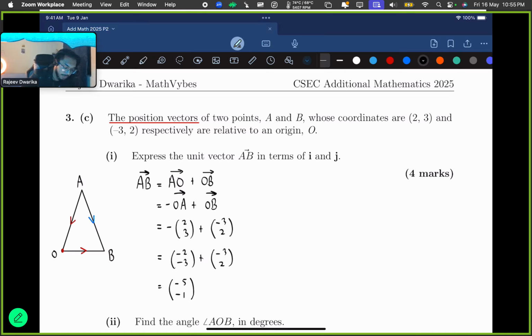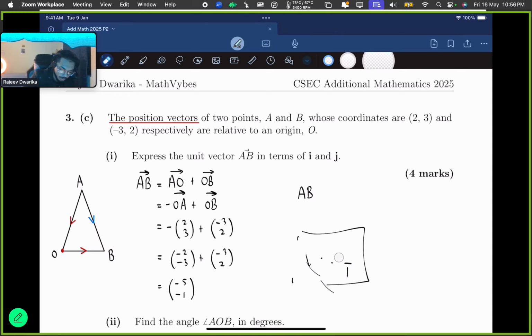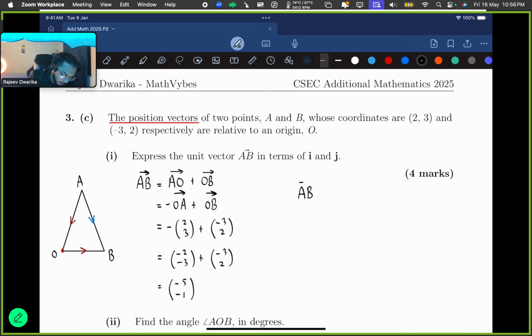And so if you want to find a unit vector, the unit vector is given by v hat is equal to v all over the magnitude of v. So this is the formula to find a unit vector. The unit vector is just the whole vector all over the magnitude of the vector. So the unit vector for AB would just be equal to AB all over the magnitude of AB.